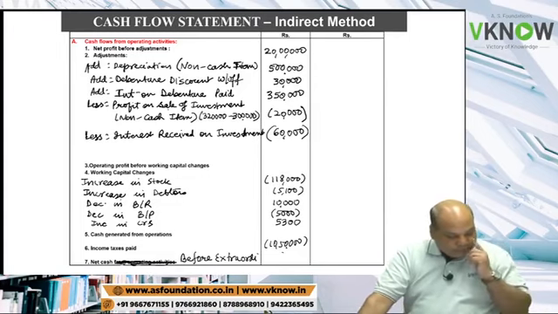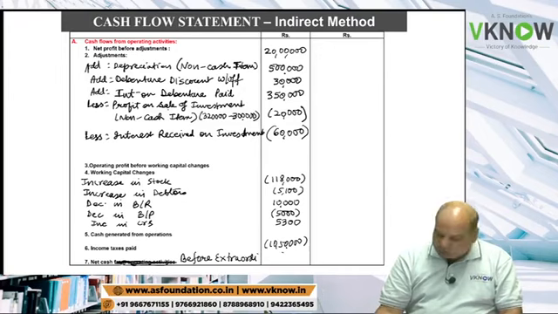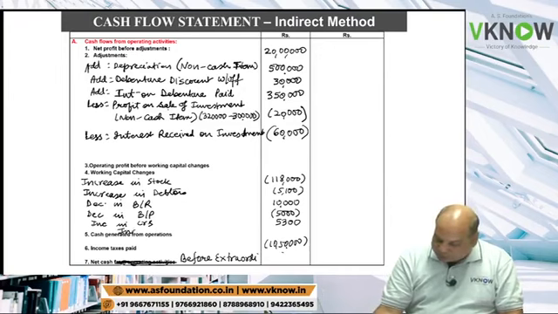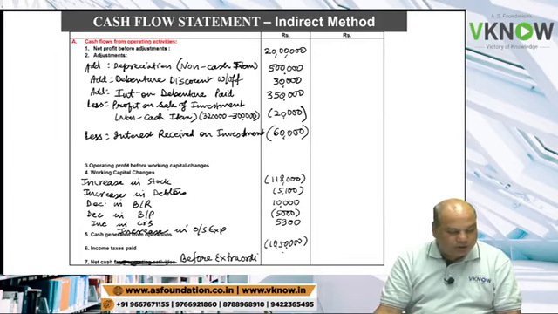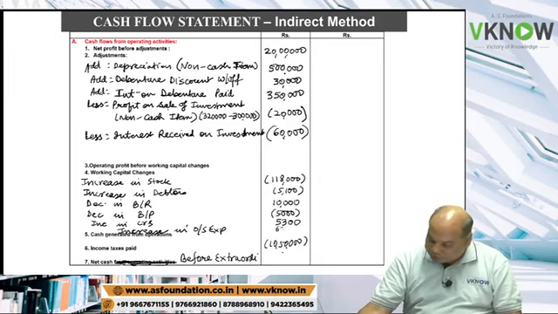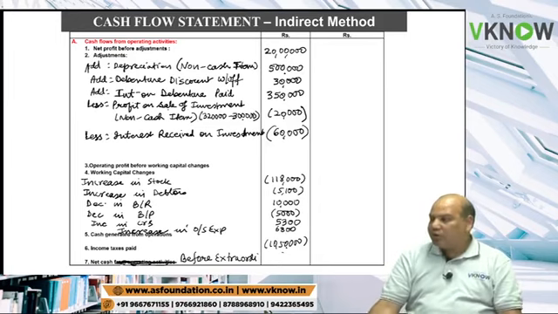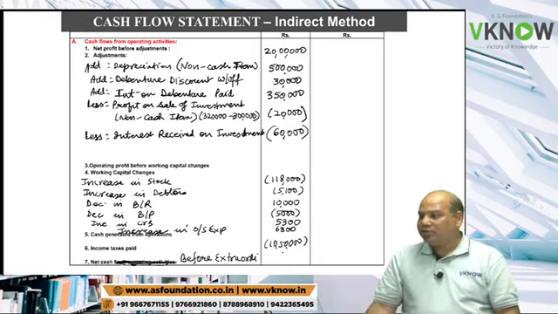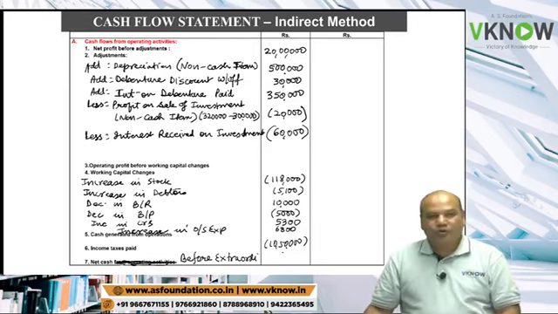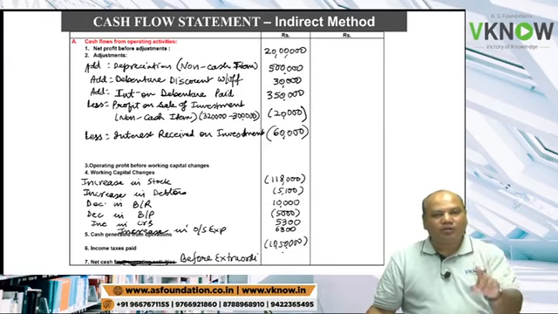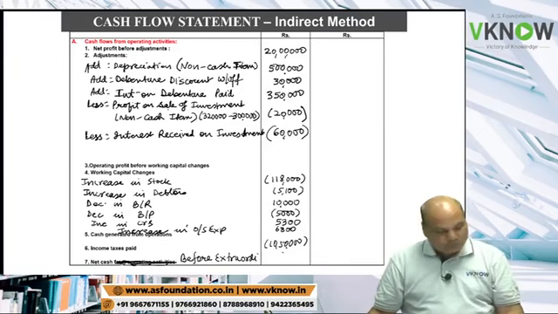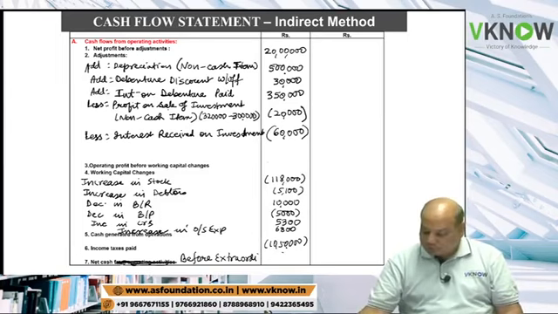And one more, increase in outstanding expense. Increase in outstanding expense 81,800 minus 75,000, so that will be 6,800. Increase in current liability, increase in cash flow. So this is the end of the answer from our point of view.